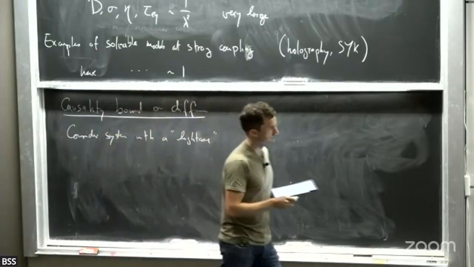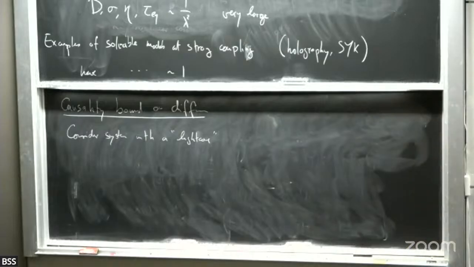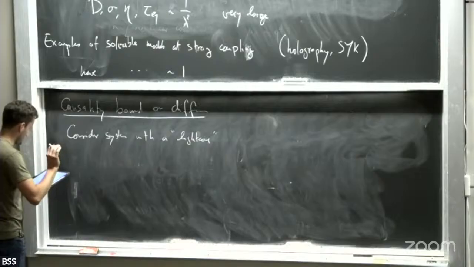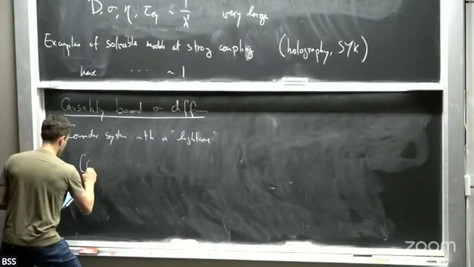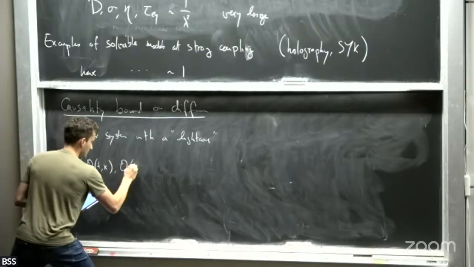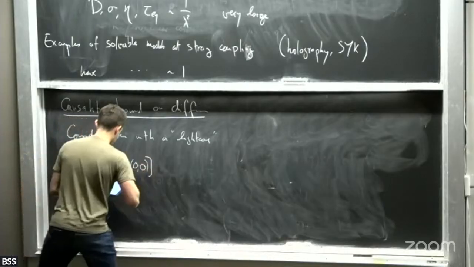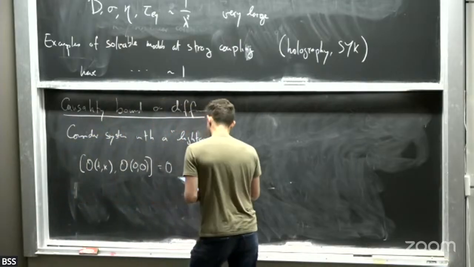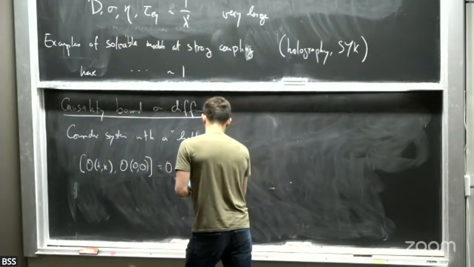Proving this just comes from analyticity properties of this correlation function. It's very low tech, very simple. All the mileage is in the assumption that it behaves like this. So let's consider a system with a light cone. What I mean by that is a system where operators commute exactly when they're too far apart, when they're space-like separated.